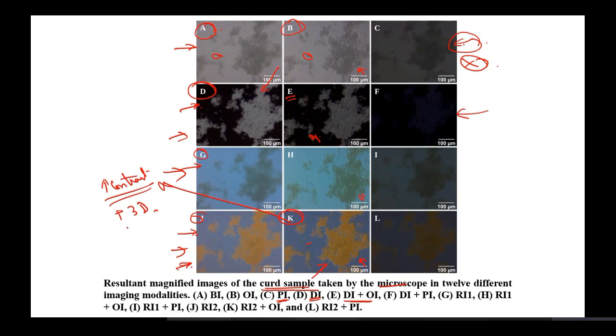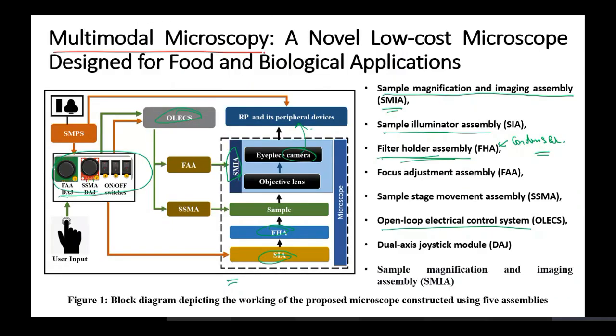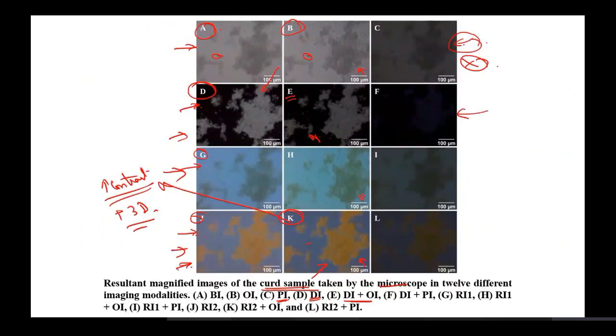Plus, it is giving us a 3D effect over here. Okay. Now, the advantage of such a system is that when you develop such multimodal microscopic systems, you are able to generate a lot of micrographs having different properties. For the same region, you can see we have generated 12 types of images, and all these images have their own beauty.